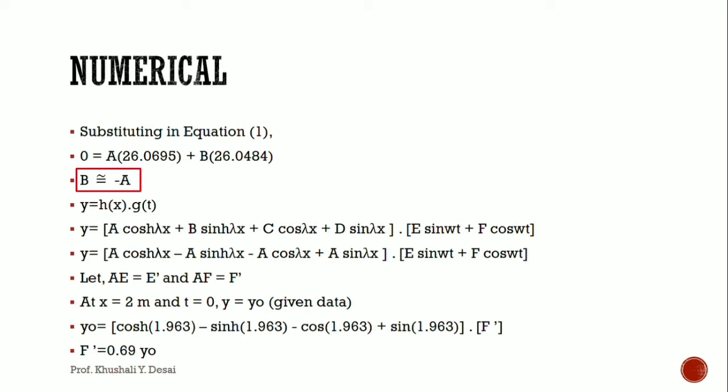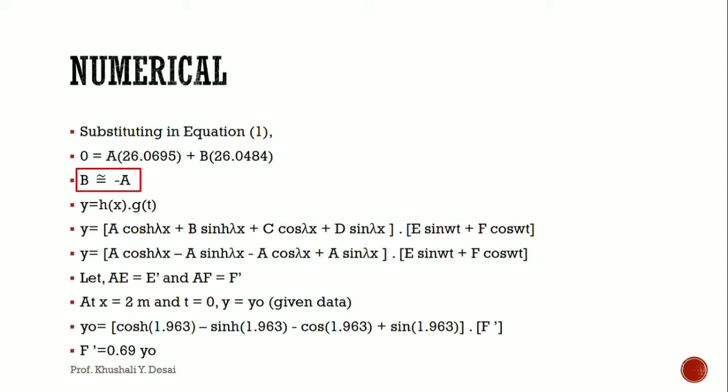Here A is written as A as it is. Instead of B, it is written as minus A. C again is written as minus A. D was equal to minus B, but we already know now B is equal to minus A, so D can be written as A. So from this equation, I can take A common out, and substituting the value of A into E as E dash and A into F as F dash will solve it further.